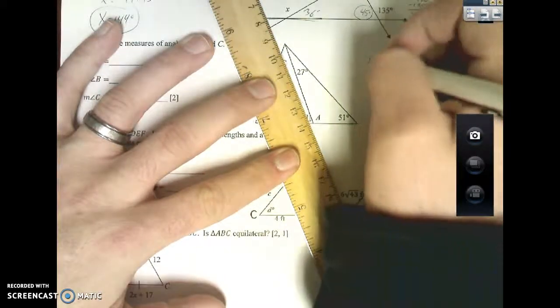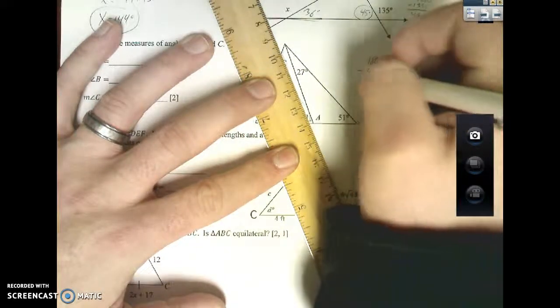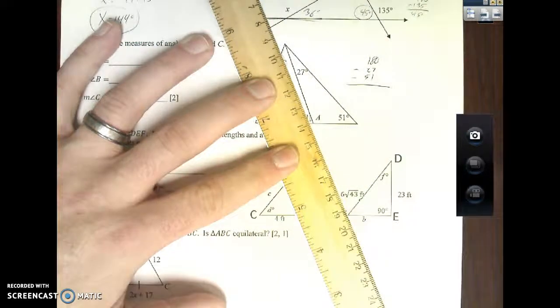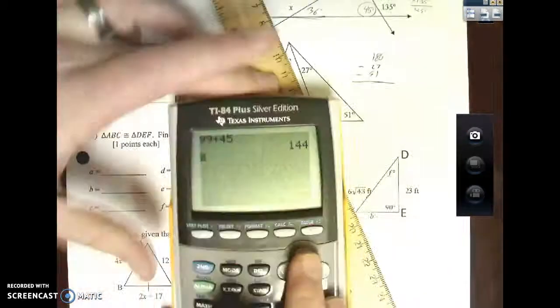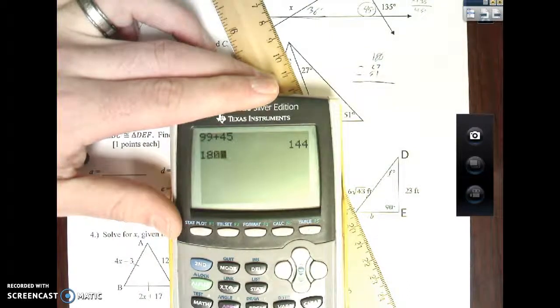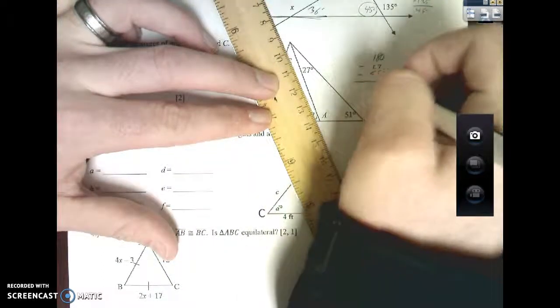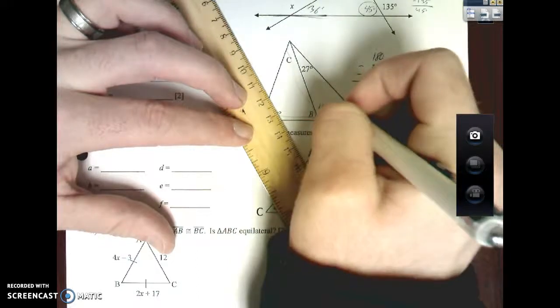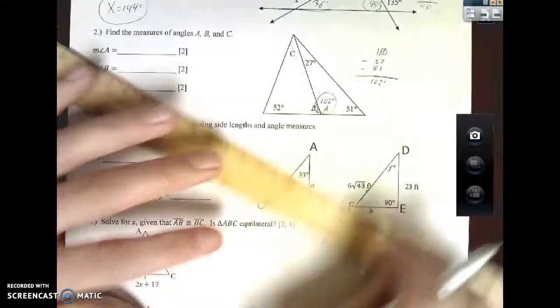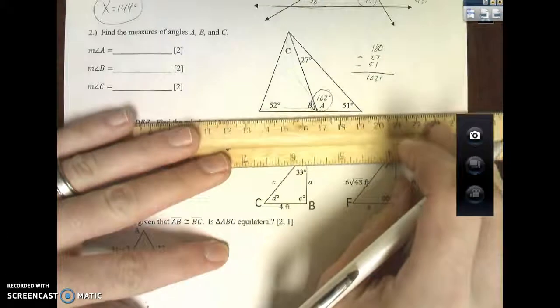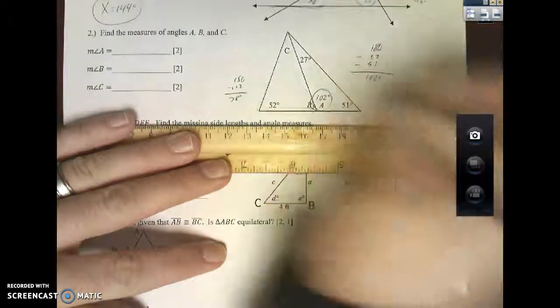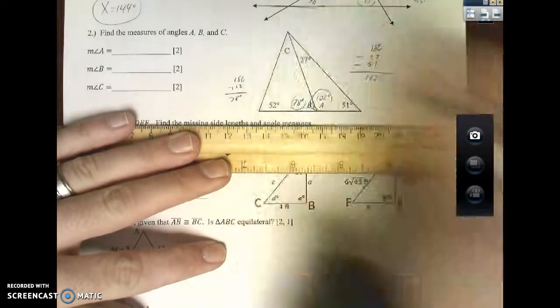So I could do 180 minus 27 minus 51, and that'll give me, let's see here, 180 minus 27, 102. So angle A right here is 102 degrees. Well, I want to find angle B. It's a straight line, okay? So I can do 180 minus 102, 78 degrees. So here's my angle B, 78 degrees.